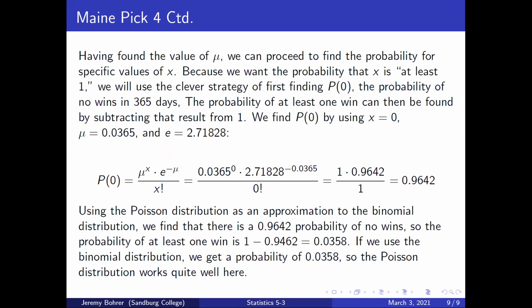If we use the binomial distribution, we get the probability of 0.0358. So the Poisson distribution works quite well here.